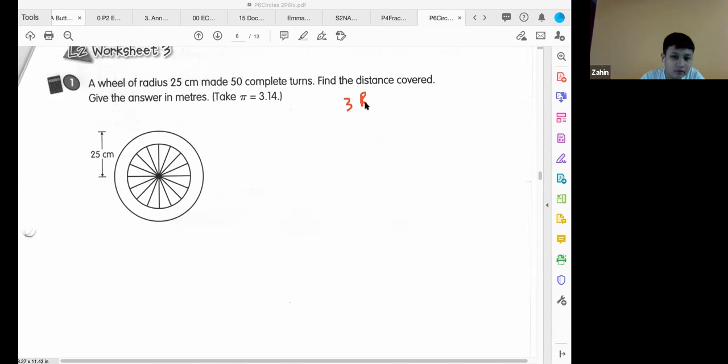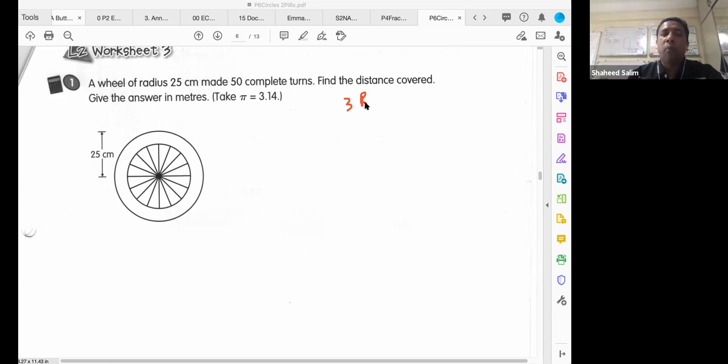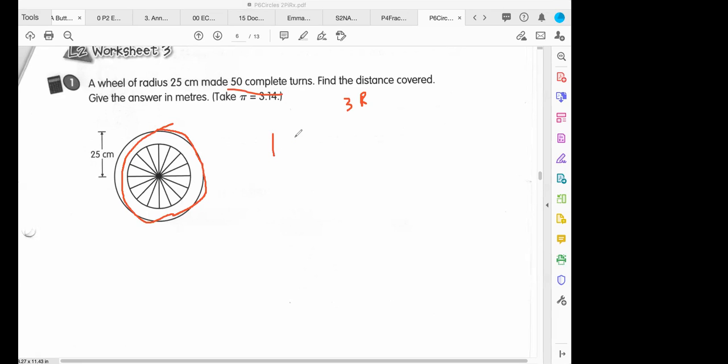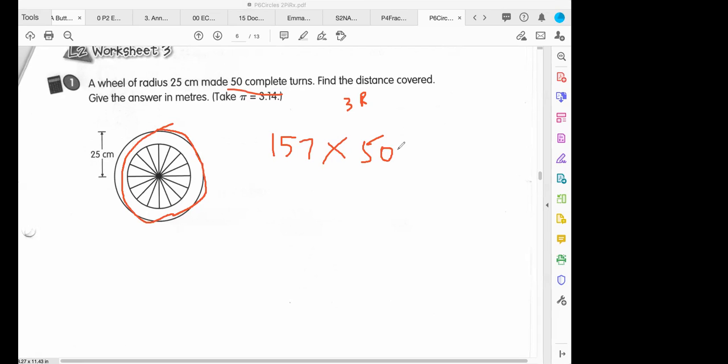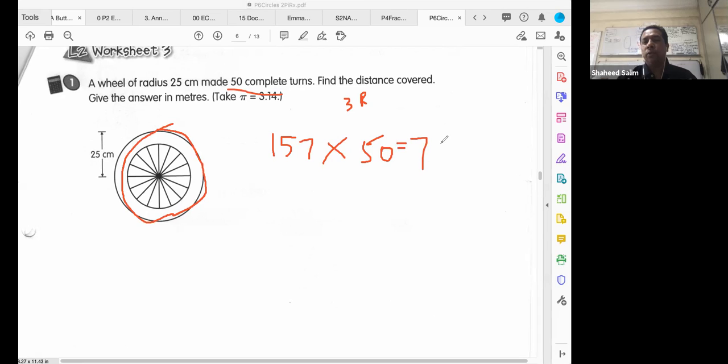157. Both of you are correct, but 157 is only for one round. You see, one circumference is one round. You turn the wheel one round. They want to turn 50 rounds. So what must you do to the 157? Times 50. Times 50. 7,850. Well done. And the unit must be?